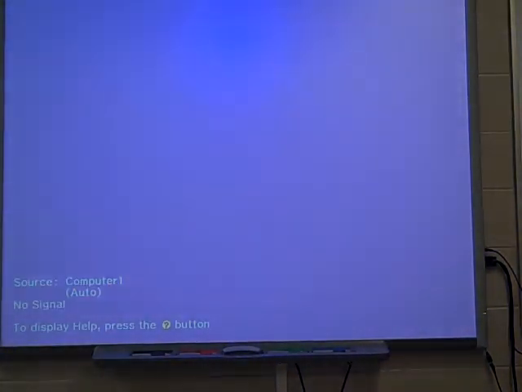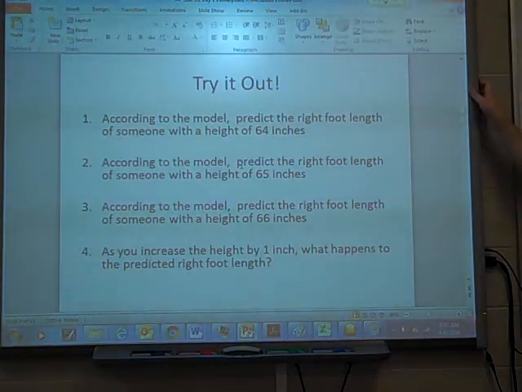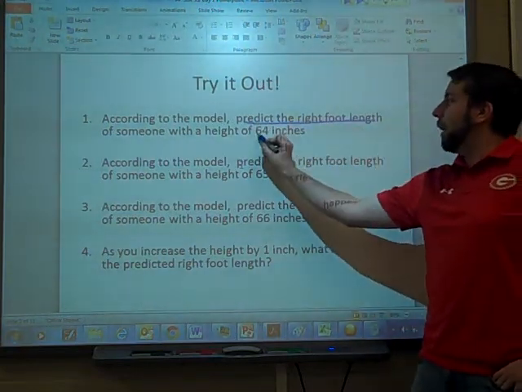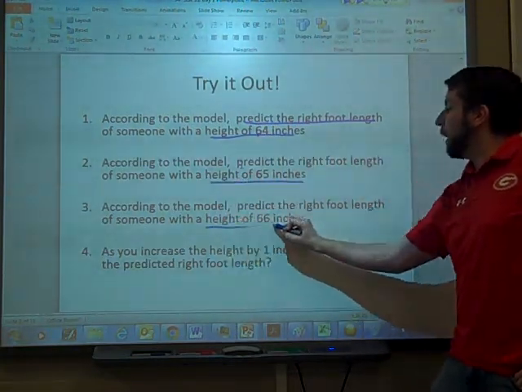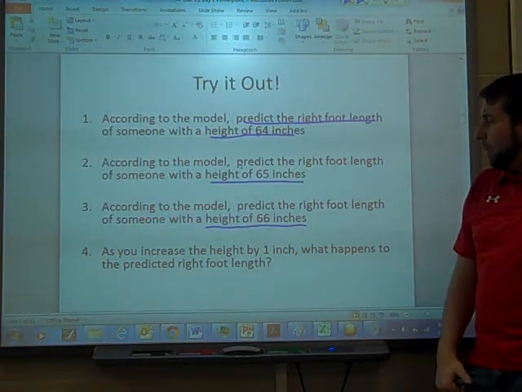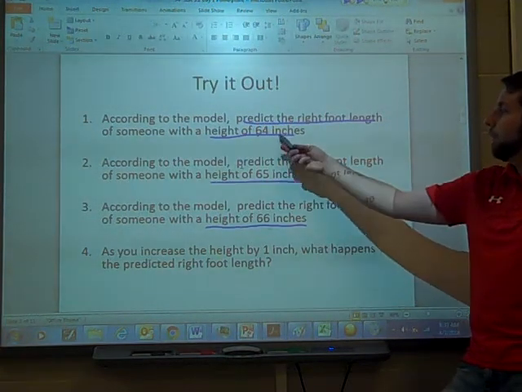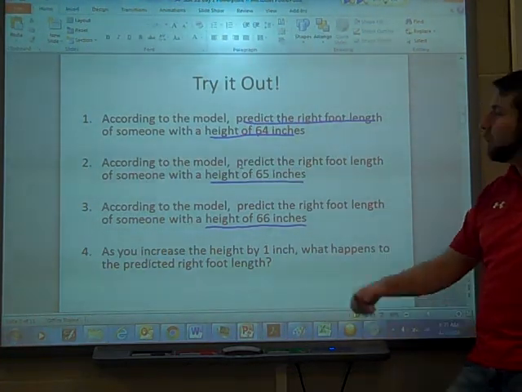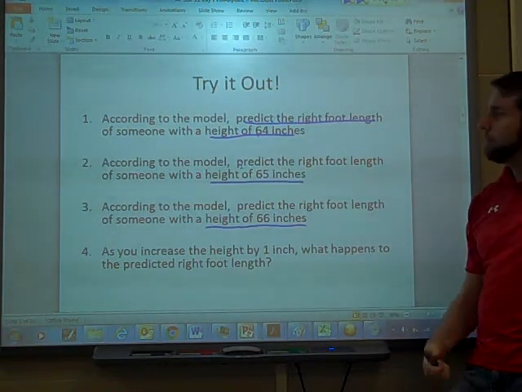Now, what we're going to do now with this equation is first, you're going to predict right foot length of someone with a height of 64 inches. Then you're going to do it with a height of 65 inches, and then you do it with a height of 66 inches. So what I'm going to encourage you guys to do is try it out. So pause this video for a moment. Try this out. So basically plugging in 64, 65, and 66. And then what you'll do, as the height increases by 1 inch, I want you to notice what happens with the y. So pause it. Try this.